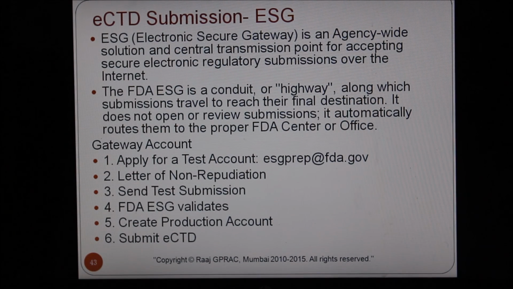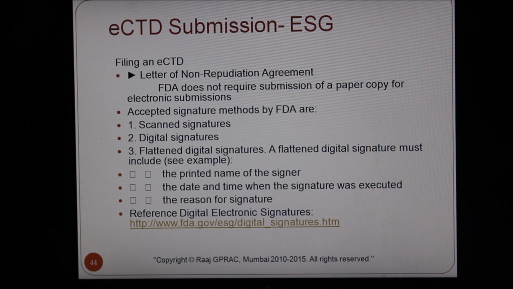Once everything is done, you can use the ESG, that is Electronic Submission Gateway, for which you have to apply for an account and complete all the formalities: apply for a test account, letter of non-repudiation, send a test submission, FDA ESG validates, then create a production account and submit the eCTD.